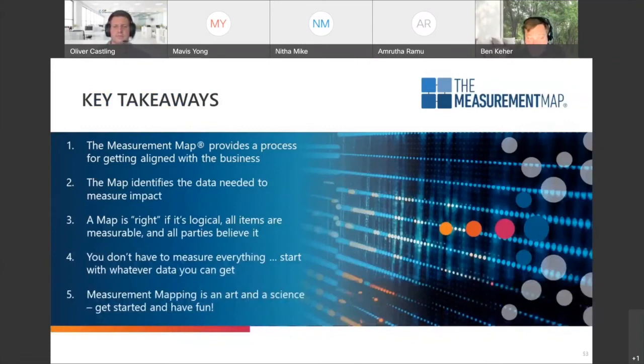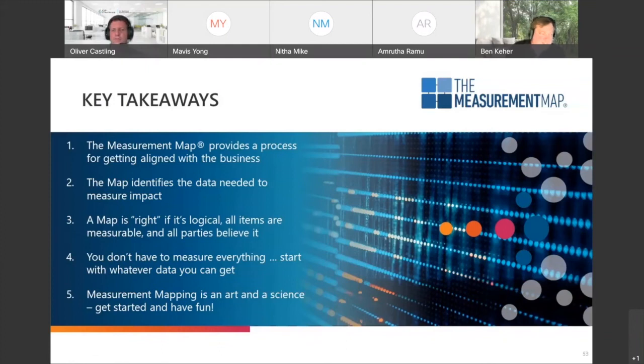And I would add something to that. Be bold and try to create data, right? Add in a survey, add in a question to your engagement survey. Do the work to make something measurable if you don't have it there in front of you. And measurement mapping is an art and a science, so just get started, right? You're going to have to figure some of this out.